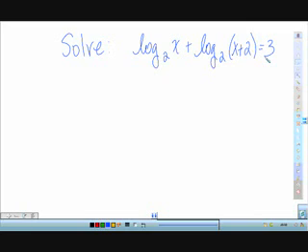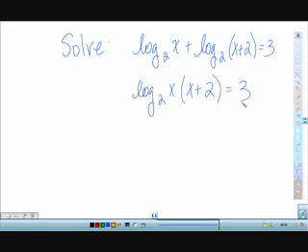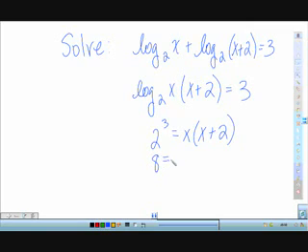Okay, let's take a look. We have addition here, so this is going to become the log base 2 of x times x plus 2 equals 3. I'm noticing I do not have logs on both sides, so I'm going to have to try to rewrite it in exponential. So this is going to be 2 cubed equals x times x plus 2. Now, 2 cubed is 8. Distribute the x, so that'll be x squared plus 2x.